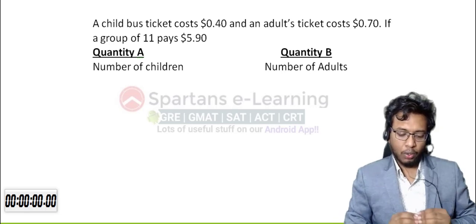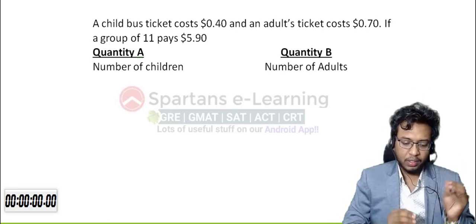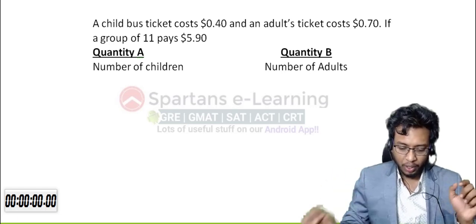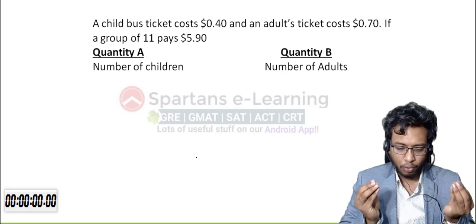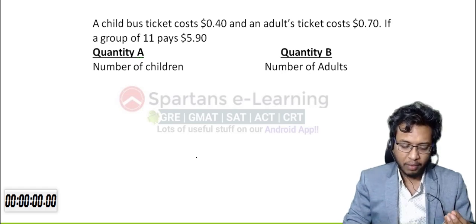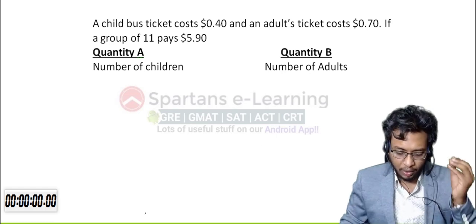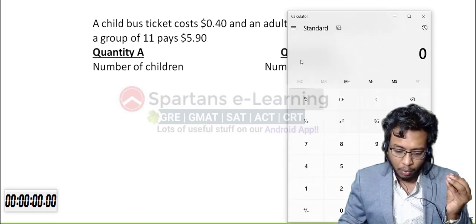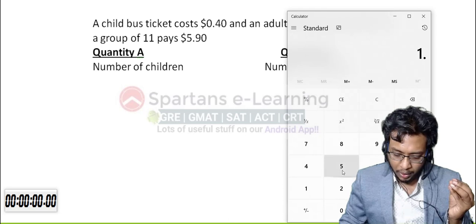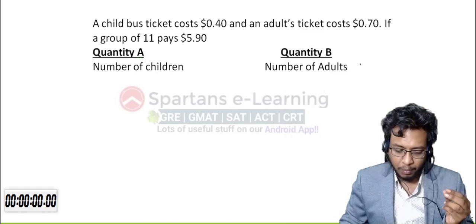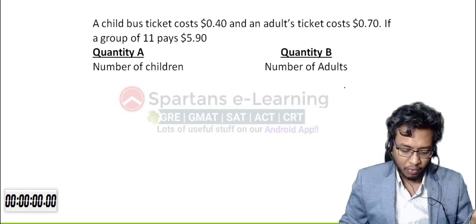Okay. So the way I solve this question is 0.40, 0.40 plus 0.30, 0.40 into 11. So you'll get 4.4. If you subtract 4.4 from 5.9, it will be 1.5. So directly you will use your calculator here. What you'll do is 1.5 by 0.3. That's it. So 5 will be the number of adults and 6 will be the number of children.